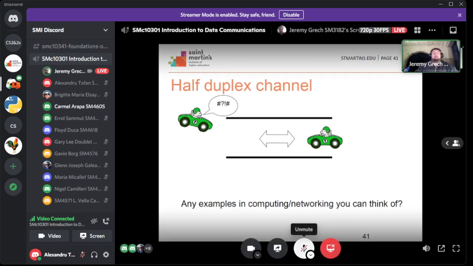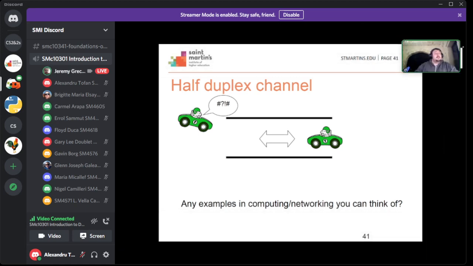Walkie-talkie? Yeah, walkie-talkie. A walkie-talkie basically allows two or more people to communicate over a particular channel. But they would need to wait for the other person to finish their communication before they can start communicating themselves. If they both press the button in order to talk, then nobody's actually going to hear anything because they're interfering with each other.